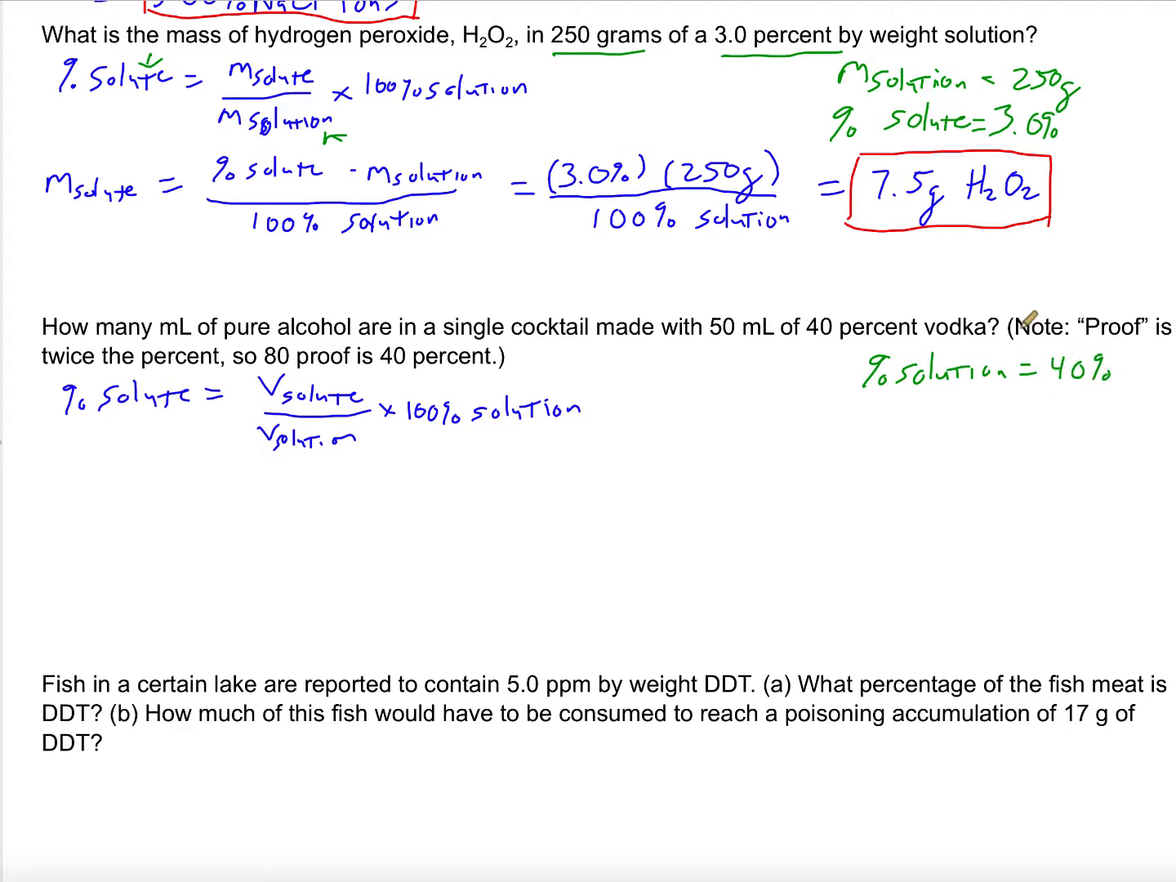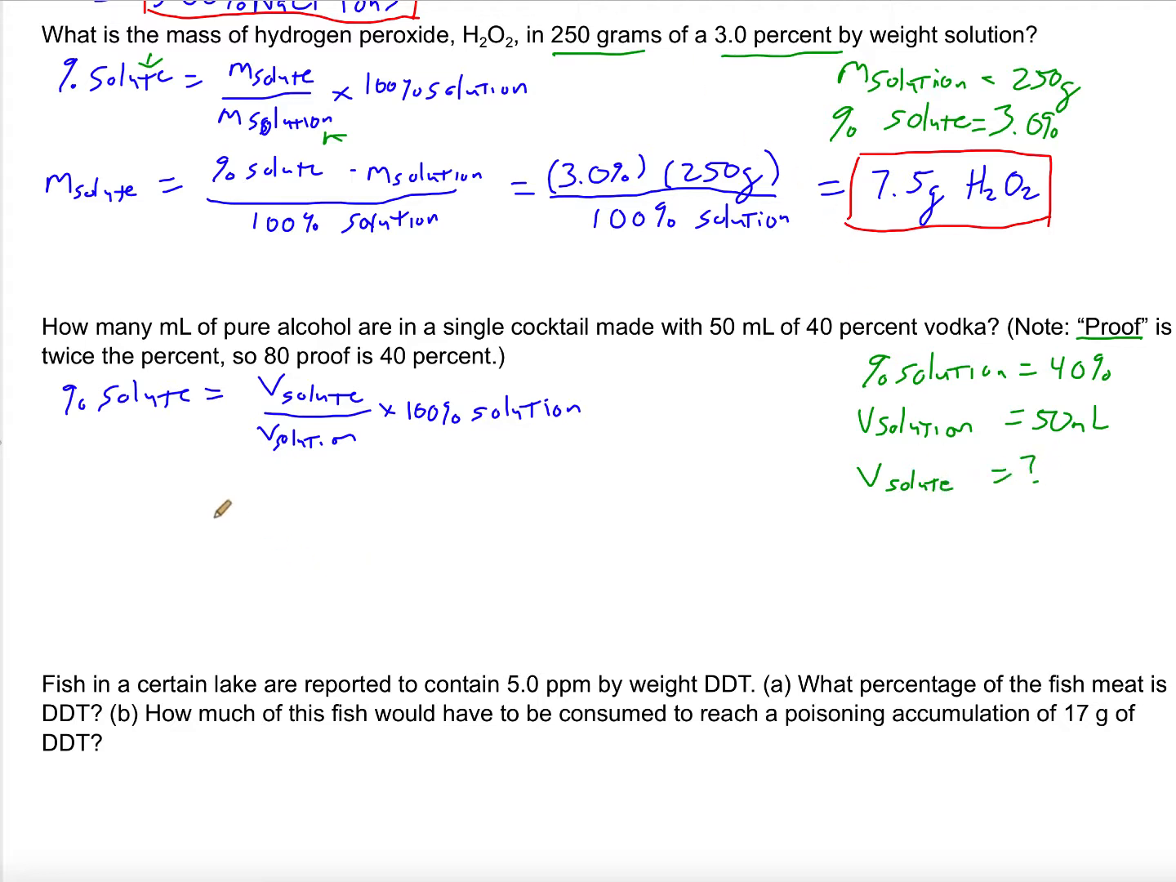And note there, if you're ever comparing, when it says proof on an alcohol, proof is actually twice the percentage. So this would be an 80 proof vodka, which is 40% alcohol by volume. So we know that. We know the volume of the solution, which is 50 milliliters. And we want to find the volume of the solute. That is what is unknown. So we're going to be looking for the volume of the solute.